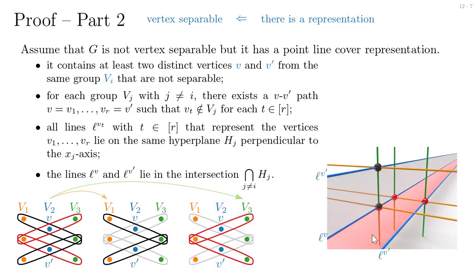But then lines LV and LV prime should lie in the intersection of these hyperplanes, the red one and the black one. But the intersection is only one line, which gives us that LV and LV prime should be the same, which contradicts our assumption that they are distinct. In such way, we showed that if there exists a point line cover representation, then the hypergraph is vertex separable.